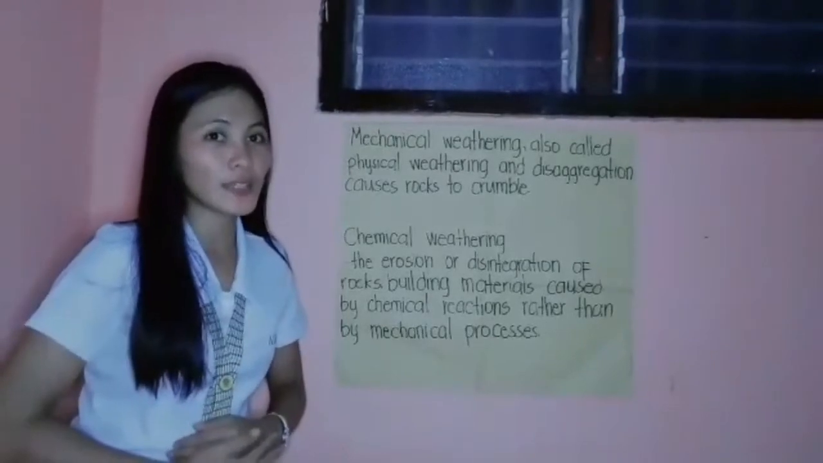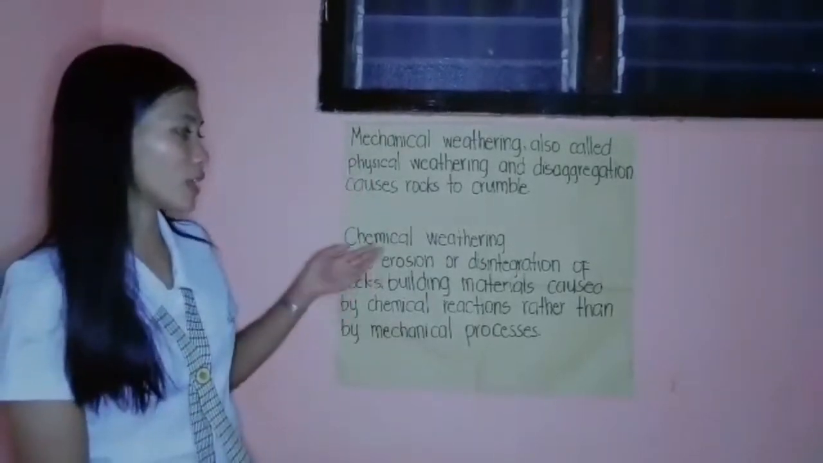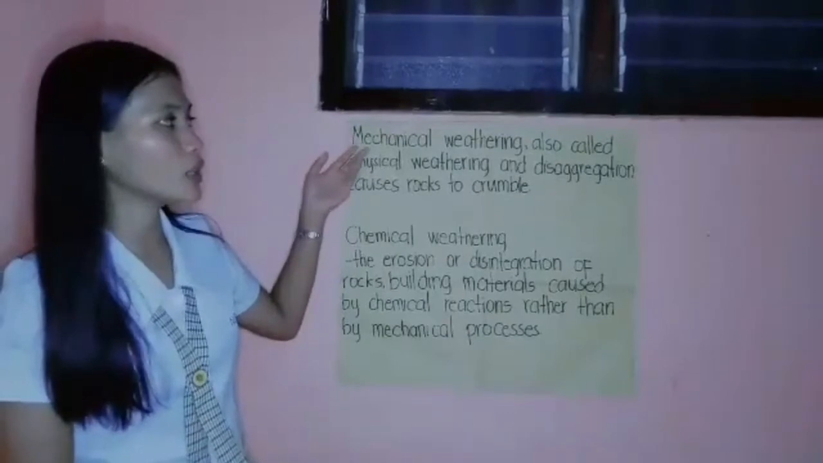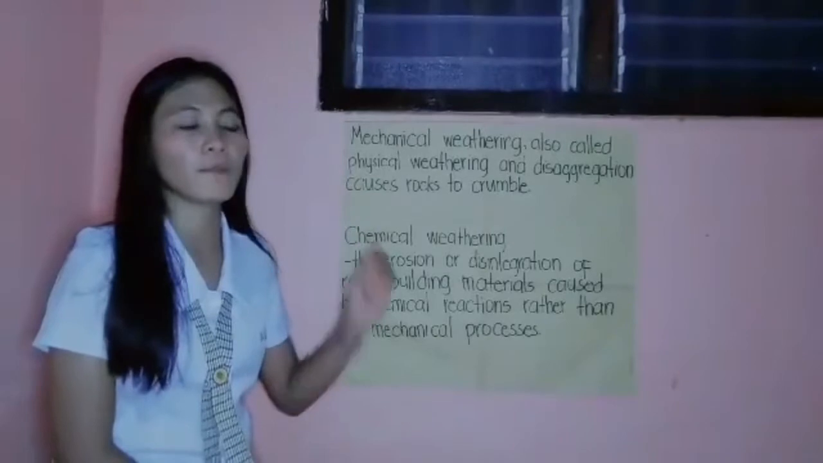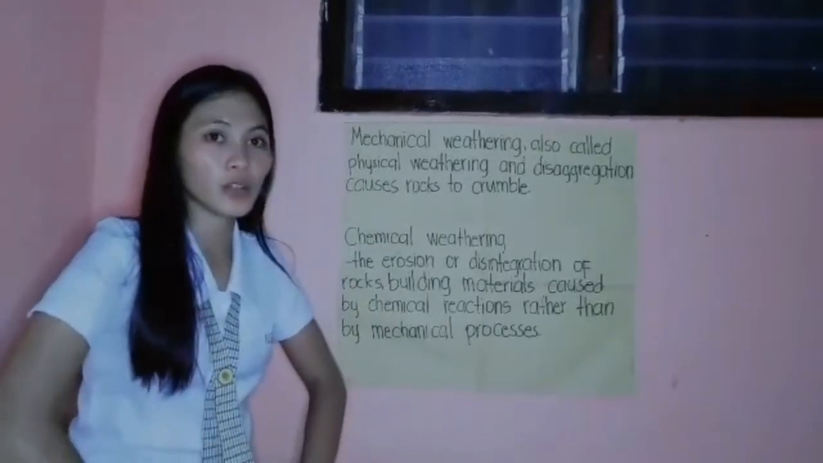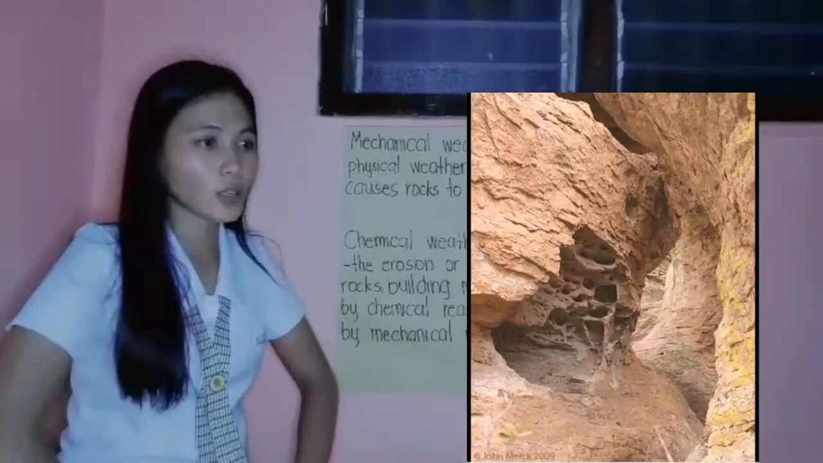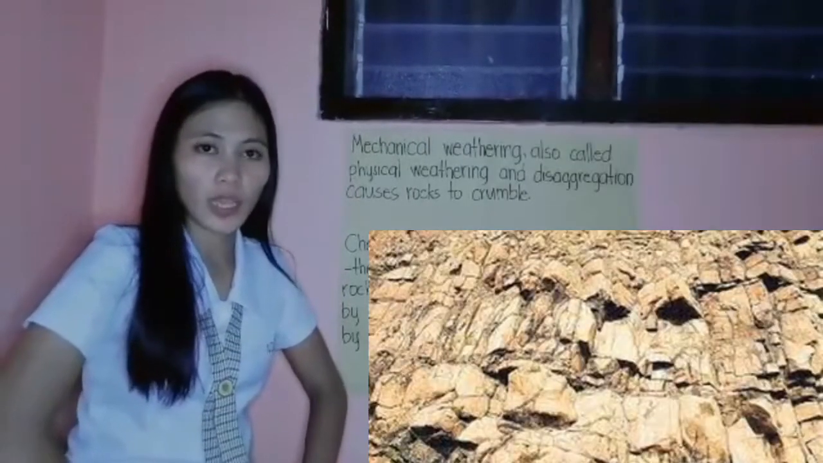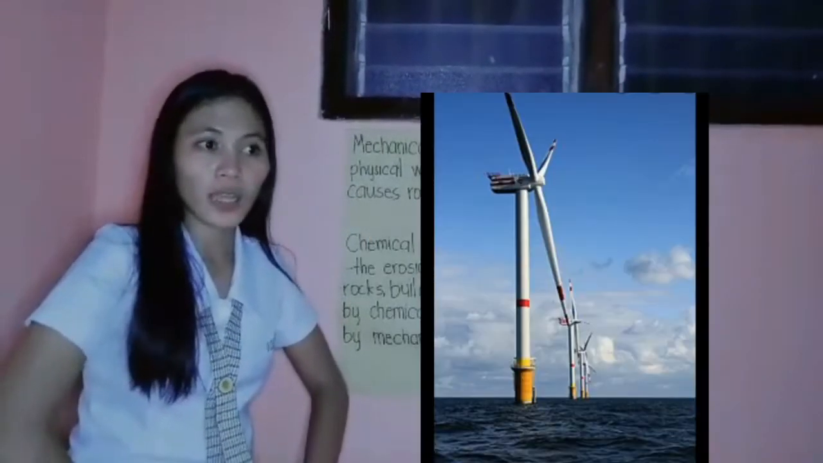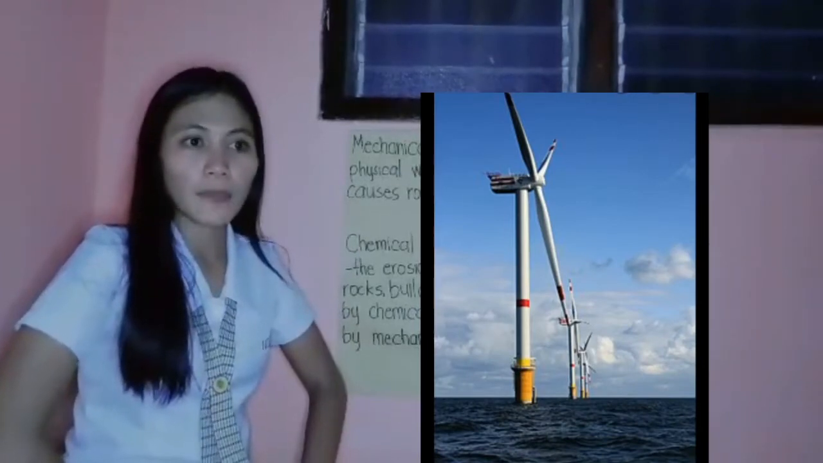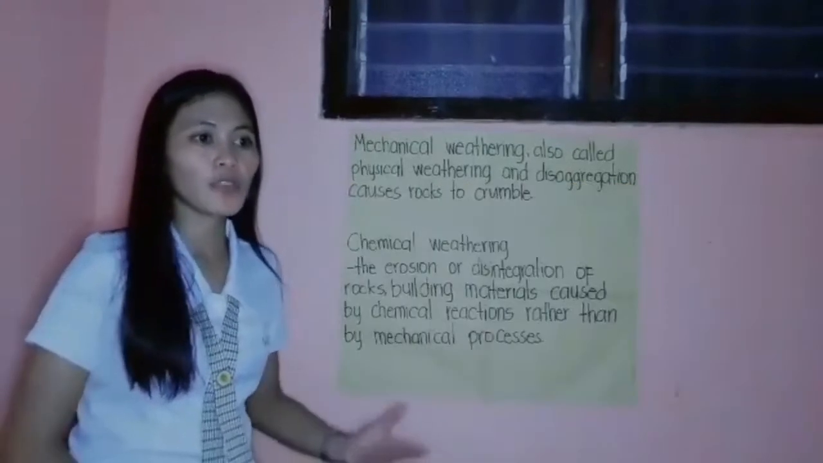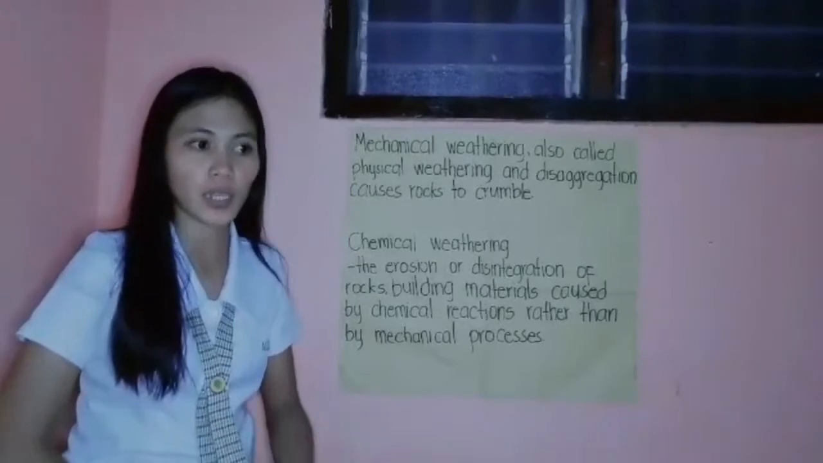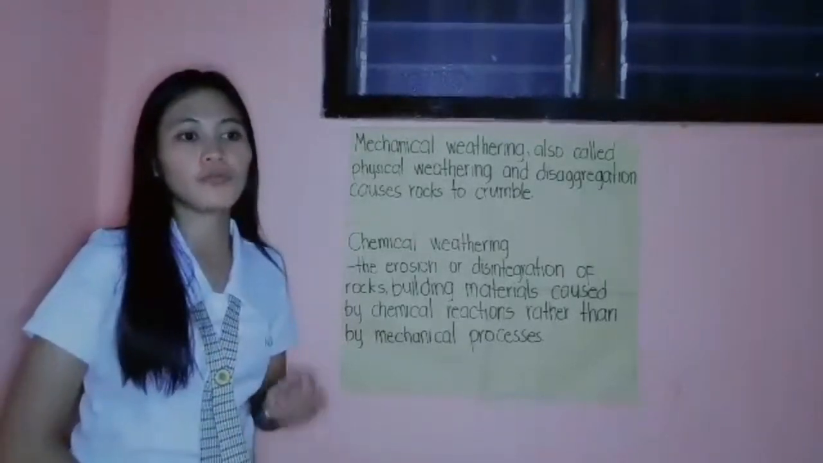My topic for today is all about mechanical weathering and chemical weathering. Mechanical weathering, also called physical weathering and disintegration, causes rock to crumble. The examples of mechanical weathering include frost and salt wedging, unloading and exfoliation, water and wind abrasion, impacts and collision, and biological action. All of these processes break rocks into smaller pieces without changing the physical composition of the rock.